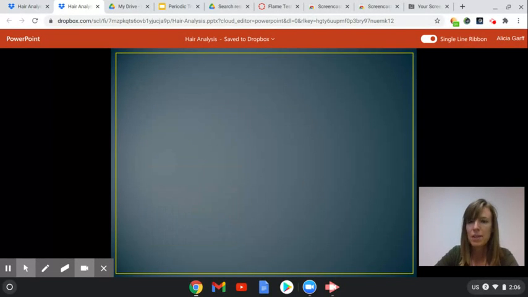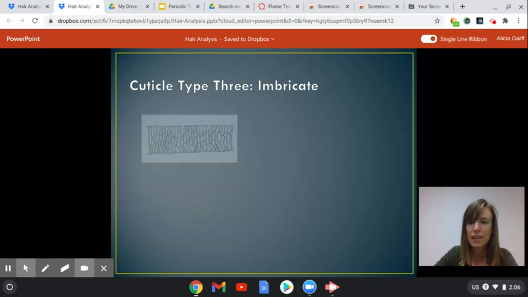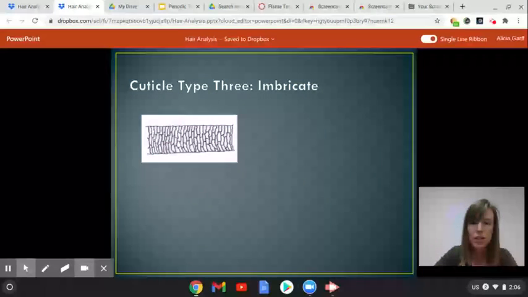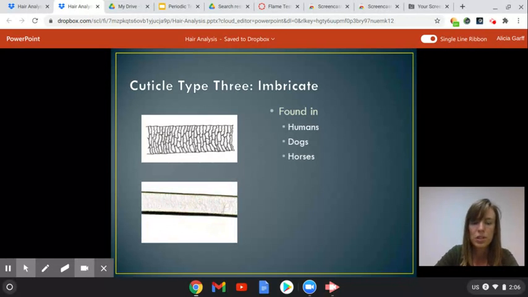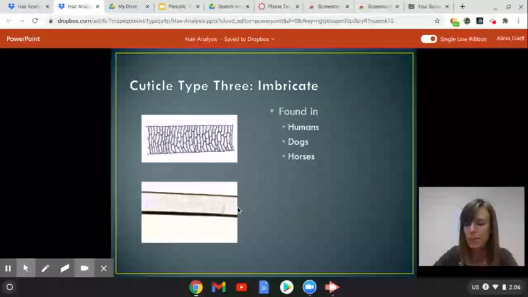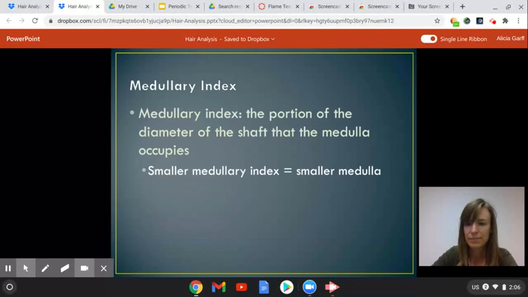And then the last type is called imbricate. And it looks kind of just like bricks stacked on top of each other. And that is found in humans and also dogs and horses and other animals. And it looks kind of boring under the microscope. That's what it looks like.